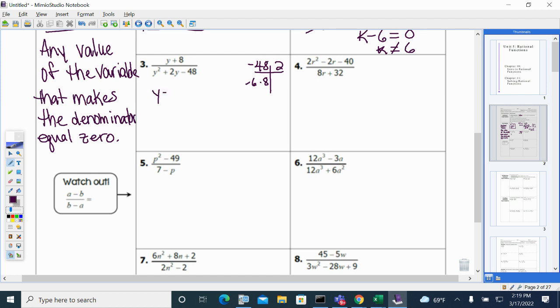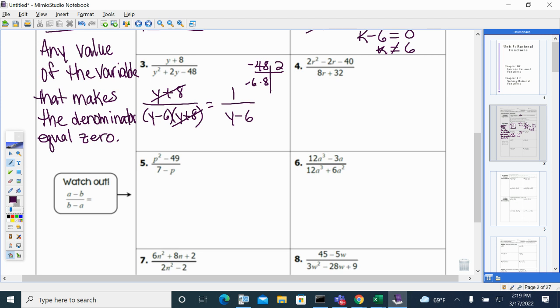So I've got a y plus 8 in the top, and a y minus 6 and a y plus 8 in the bottom. Your common binomial factors here are the y plus 8s. They will cancel. So I get 1 over y minus 6 for my solution.